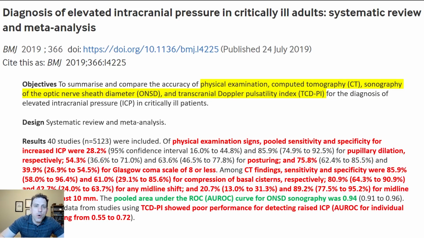So lastly here, I just want to talk about the diagnosis of elevated intracranial pressure in critically ill adults. This was a systematic review and meta-analysis. Here what they wanted to do was compare different ways of assessing ICP: using physical examination, CT scan, the optic nerve sheath diameter technique, and transcranial Doppler. And to jump straight to it, they found that the optic nerve sheath diameter performed the best.